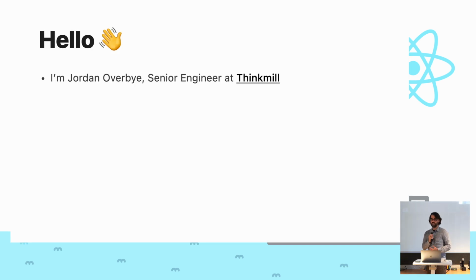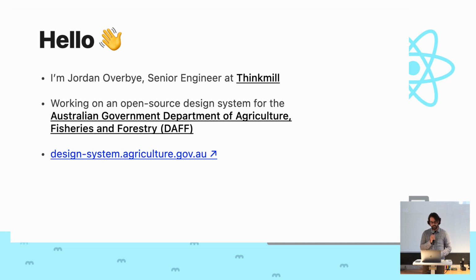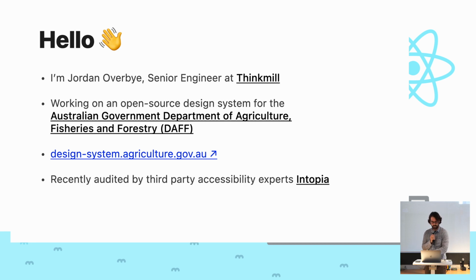I'm going to be talking about accessibility in design systems, so let's get into it. I'm Jordan and I work at a company called Thinkmill that you all know. But for the last year, I've been working with the Federal Australian Government's Department of Agriculture, Fisheries and Forestries on a new open source design system. As it is open source, all the code is available to view on GitHub and we publish everything to NPM as well. So I've put a little link there if anyone's interested in checking that out.